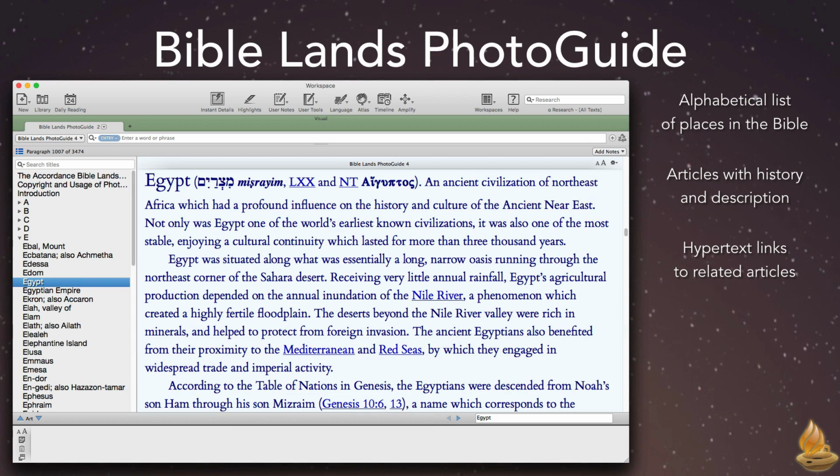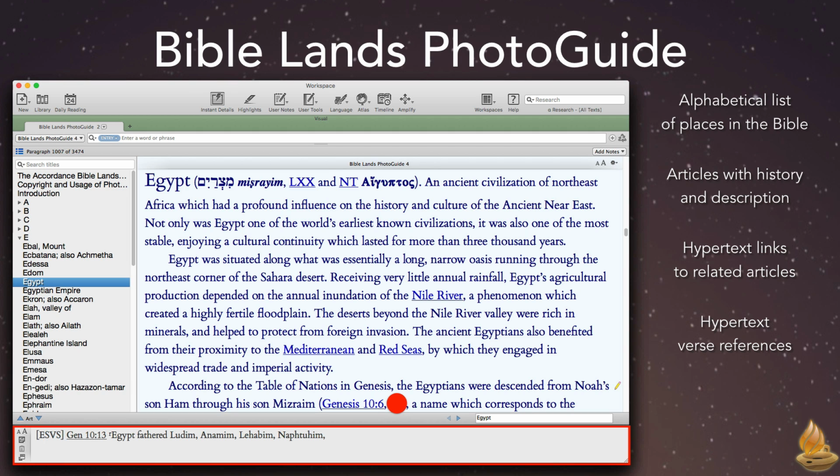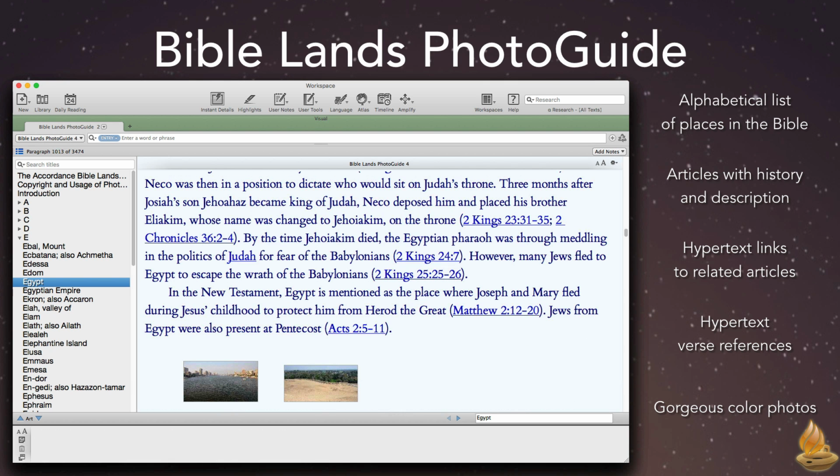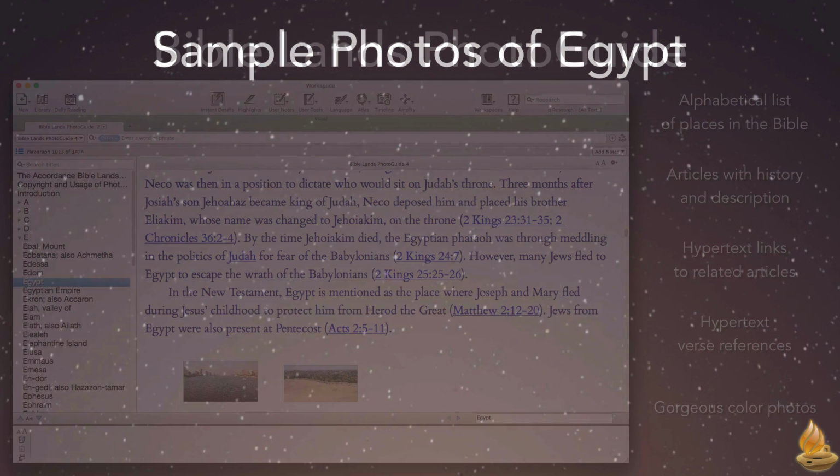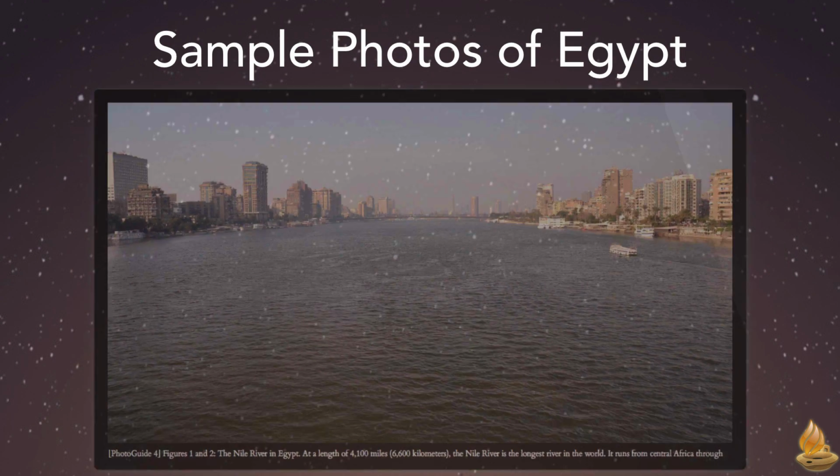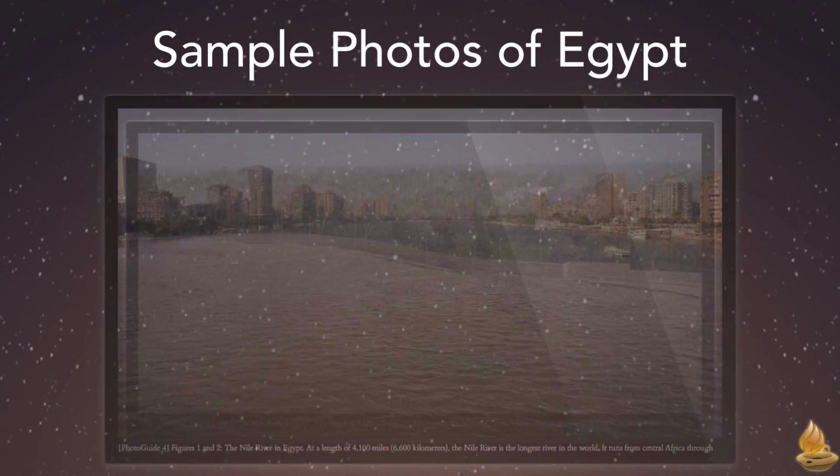All of the verse references are hypertext links too, enabling us to hover over them and read the passage in instant details. What really makes this resource shine, though, is its gorgeous color photographs. Over 3,500 of them. In fact, PhotoGuide 4, the current version, offers many additional photographs of Israel, Jordan, Egypt, and Greece. Here are just a few of the photographs of ancient Egypt.